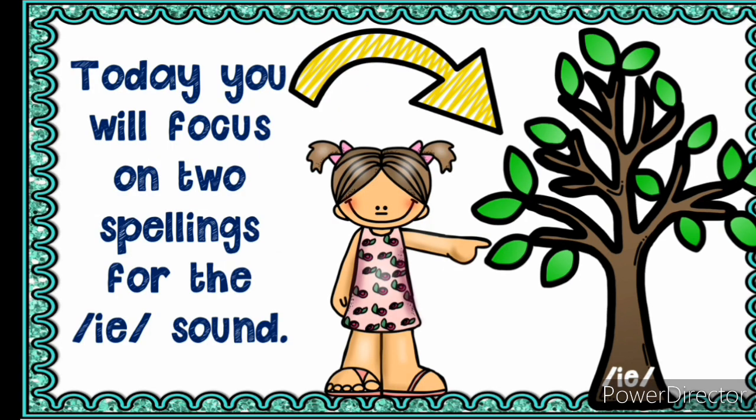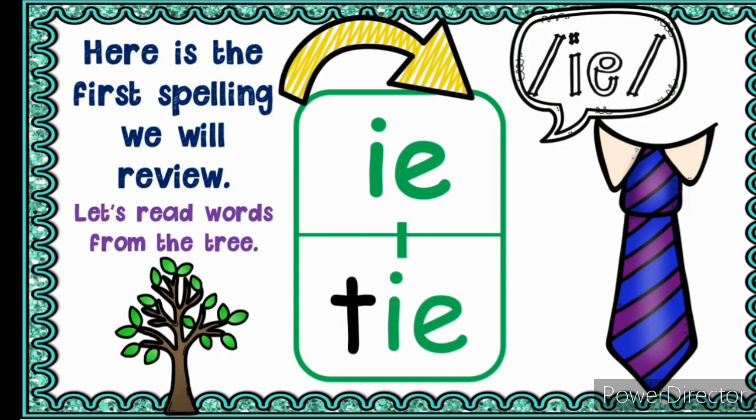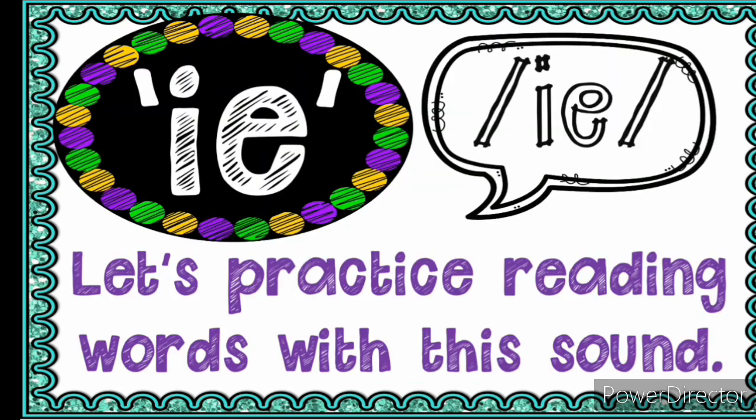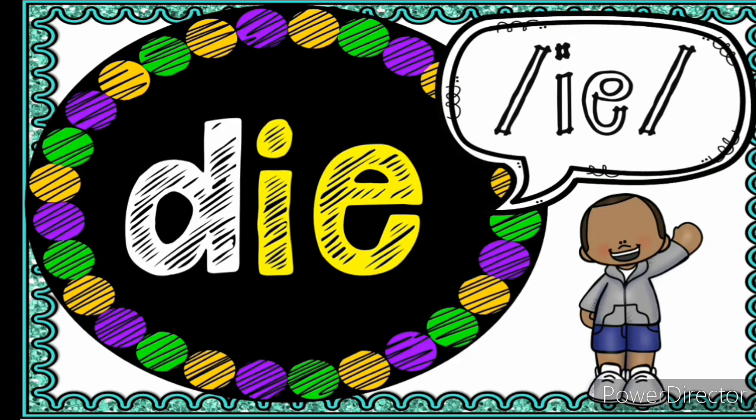Now today you will focus on two spellings for the I sound. Here is the first spelling we will review. Let's read words from the tree. I, tie. Let's trace the spelling on your individual code chart. I, tie. Now, let's practice reading words with this sound, I. I can tell you say I.